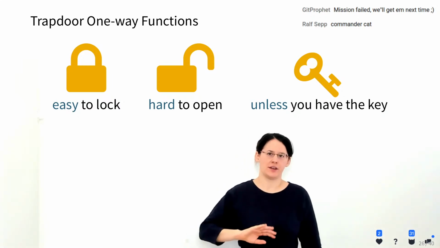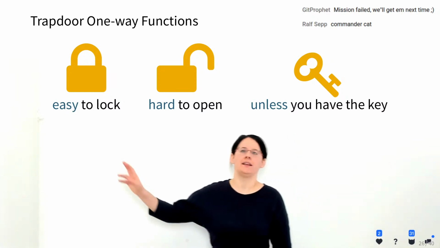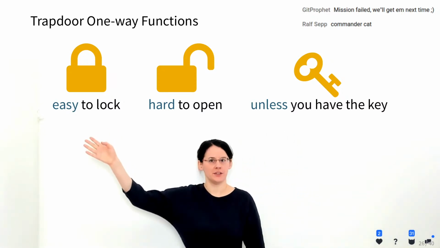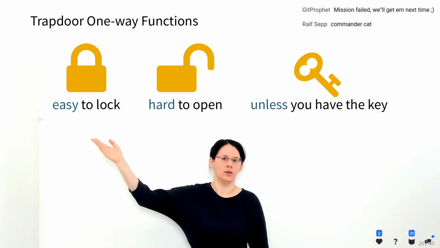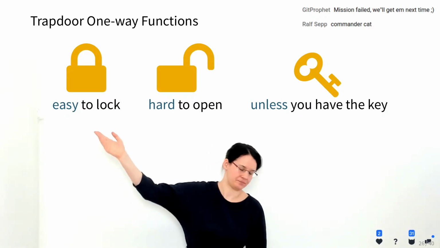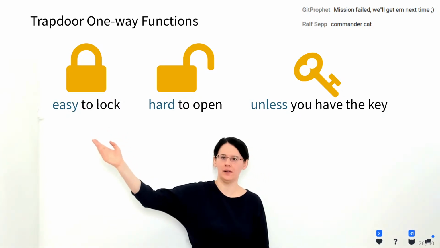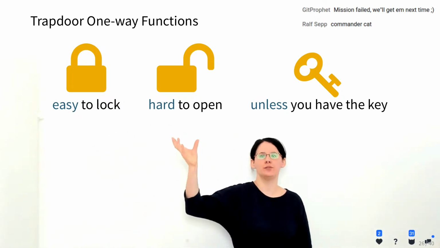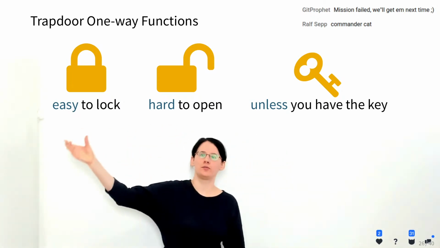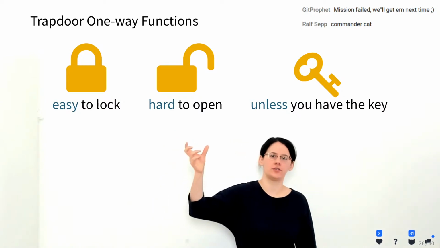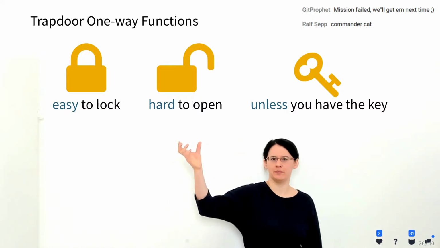What is similar to hash functions is that they should be easy to compute in the forward direction, which corresponds to locking such a padlock, for example, and it should be hard to invert. So easy to compute from input to output, but hard to get back from the output to the input. It should be hard to open.